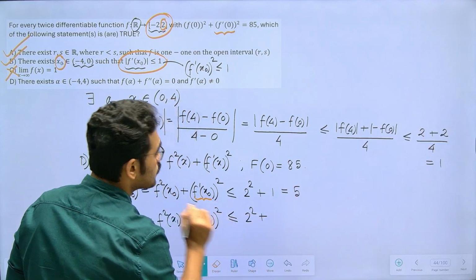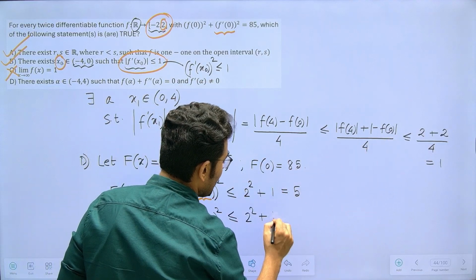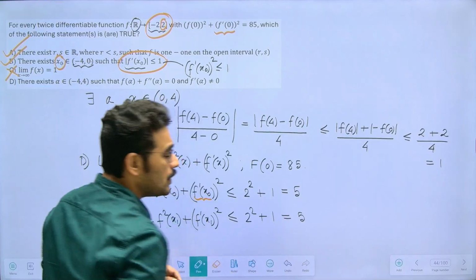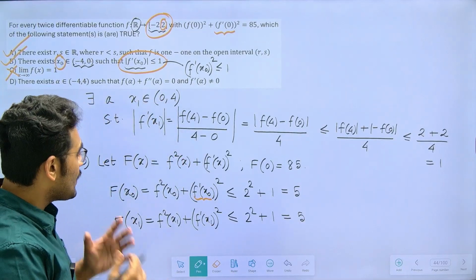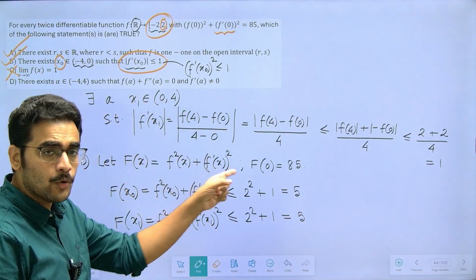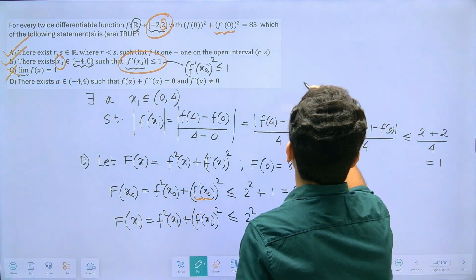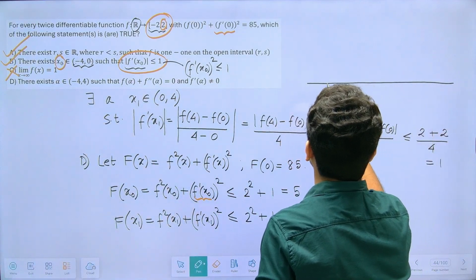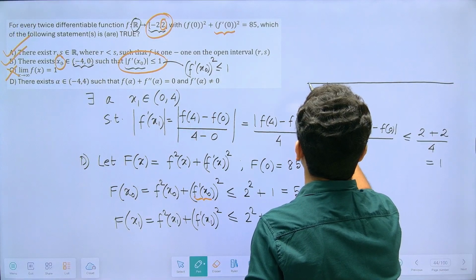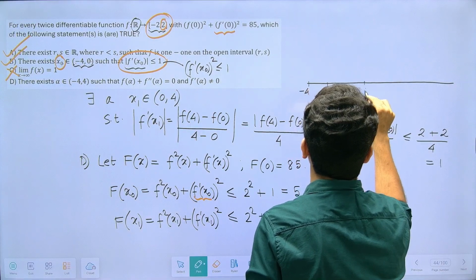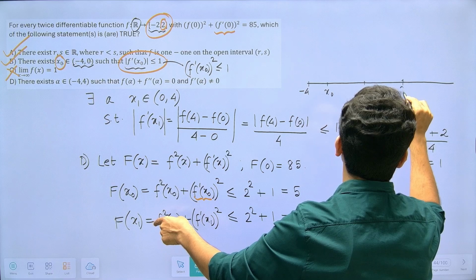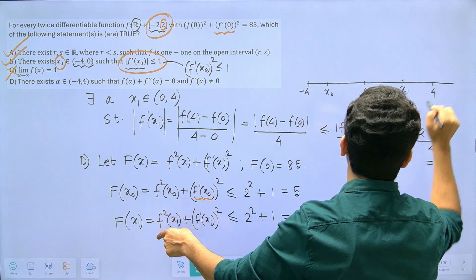And this value is also going to be less than or equal to 1 squaring. So this is also less than or equal to 5. Okay. So try to analyze how this graph is going to look, how this particular function is going to look. It is going to look something like this. x0 is somewhere here between -4 and 0, and x1 is somewhere here between 0 and 4.